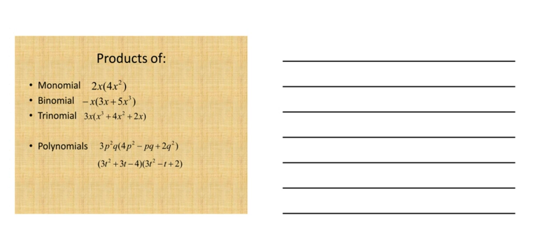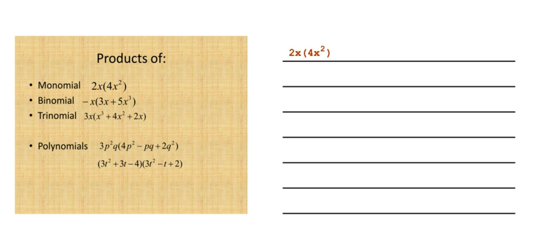So, for products of, we have monomials, binomials, trinomials, and in general, polynomials. Notice, monomial means a single term, binomial means two terms, trinomial, three terms, and in general, multi-terms means polynomials. And this is sort of like FOIL, except it's general, so it's expanding.